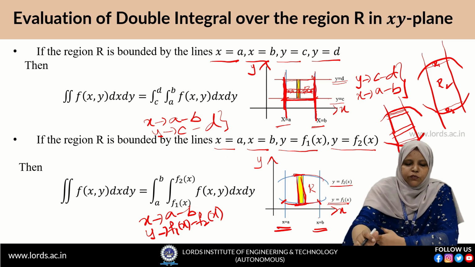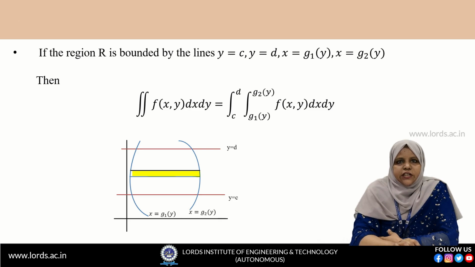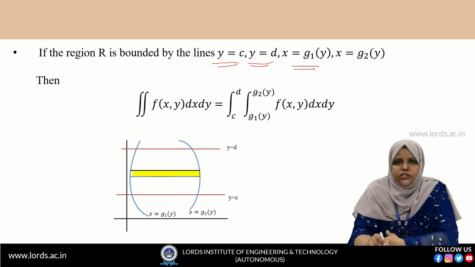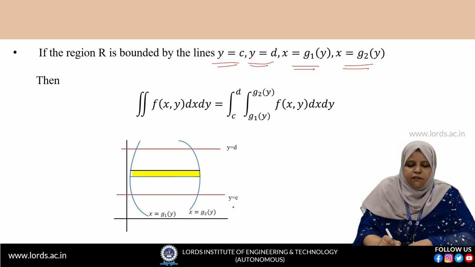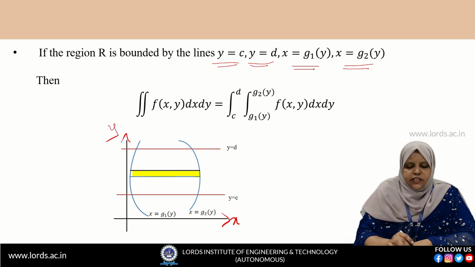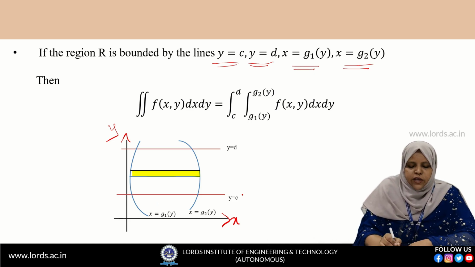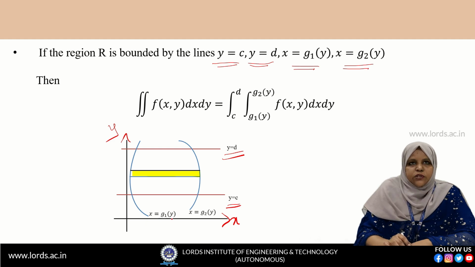Now moving to the next, we are going to see the region R bounded by the lines y is equal to c, y is equal to d, and the curves x is equal to g1 of y, x is equal to g2 of y. Again the same way, first we have to plot the region in the xy plane. When you plot this region, we have the lines y is equal to c, y is equal to d, which are parallel to the x-axis, and the curves x is equal to g1 of y and x is equal to g2 of y.